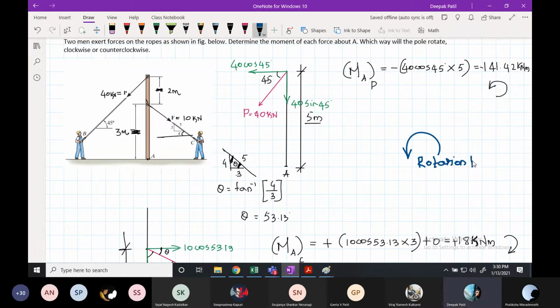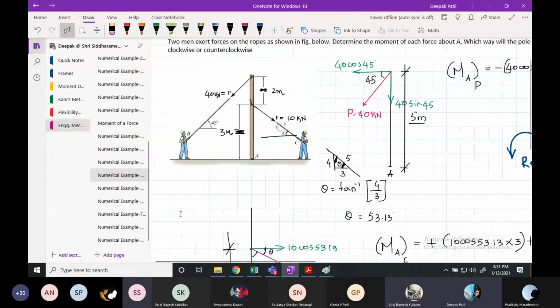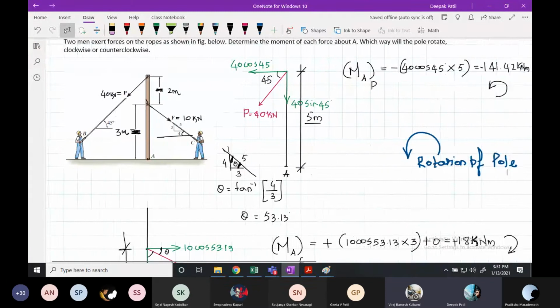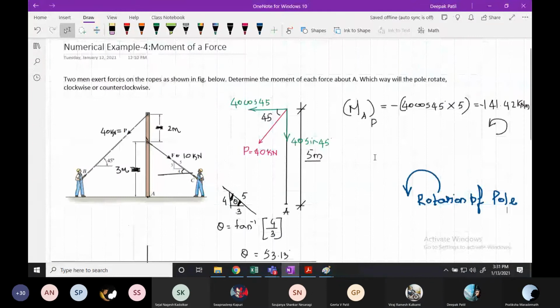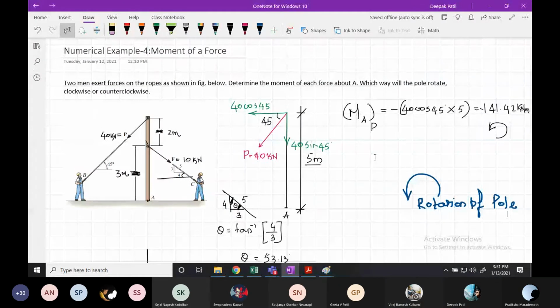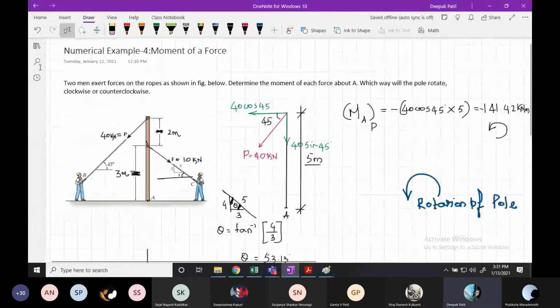Is that clear? Any doubts? Shall I move with a numerical example? Okay, yes sir. Any doubt? Okay, I will move to the next numerical example.